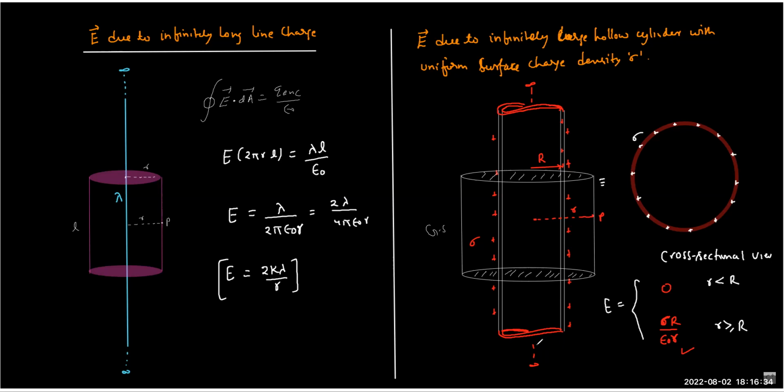So the LHS is going to be fixed, right? What are we going to have on the LHS here? E times 2 pi r into height. You're making the same mistake again, the height, L. So E into 2 pi r L.